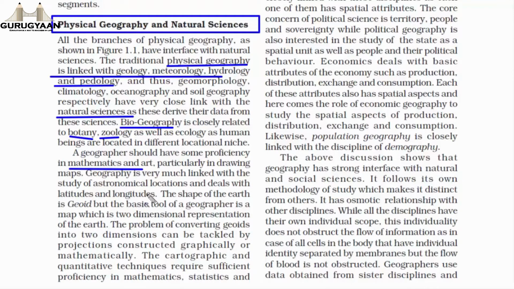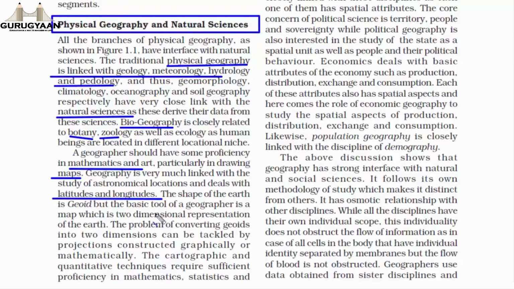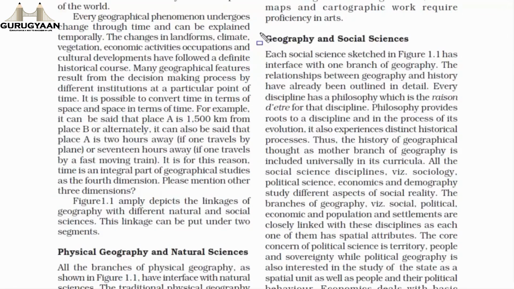Now, why do we need that? We need that to draw maps, because maps are very important when it comes to geography. And then maps have a strong relationship with latitudes and longitudes, which deal with basically numbers. And that's how mathematics and art come into play. So now we're going to talk about geography and social sciences.